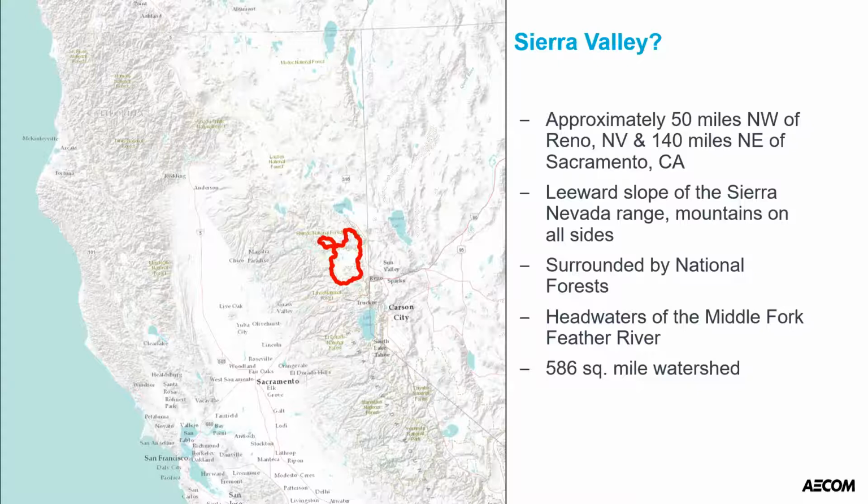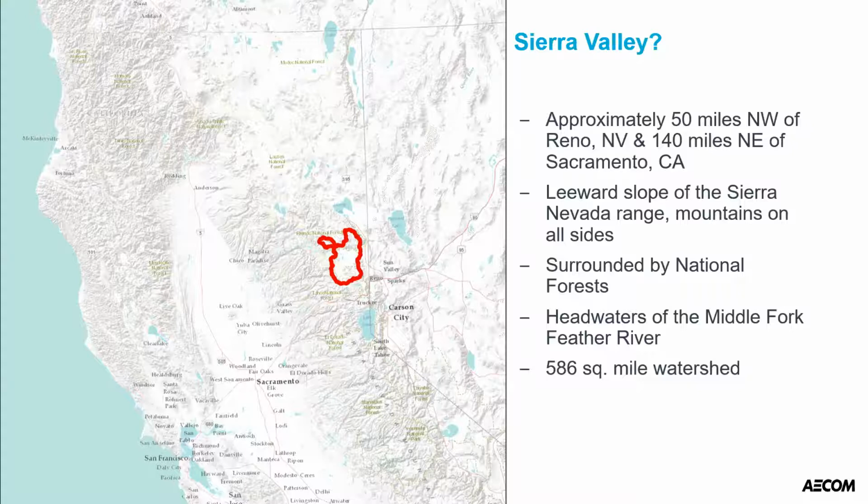Anyway, Sierra Valley is 50 miles northwest of Reno, Nevada. So it's right across the border from Nevada and California, 40 miles northeast of Sacramento. It's on the leeward slope of the Sierra Nevada range, meaning it's on the inland side. The valley is surrounded by mountains. It's also surrounded by national forest. The 586 square mile watershed is the headwaters of the Middle Fork Feather River.